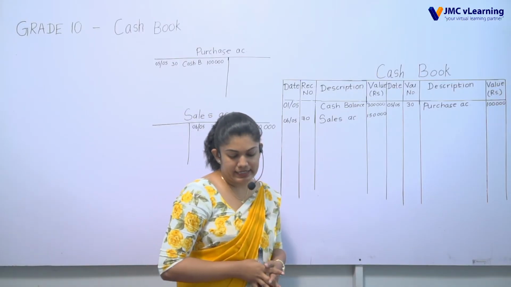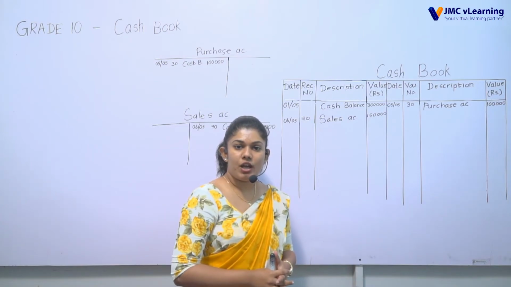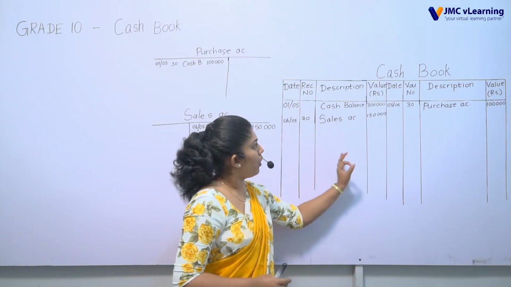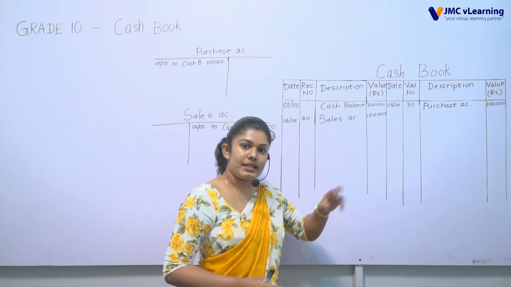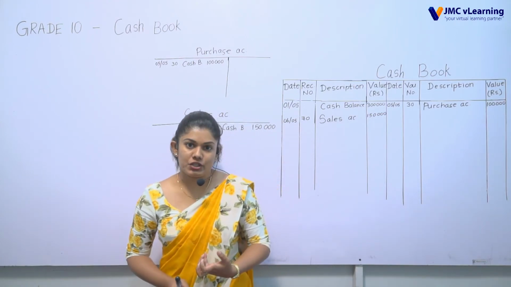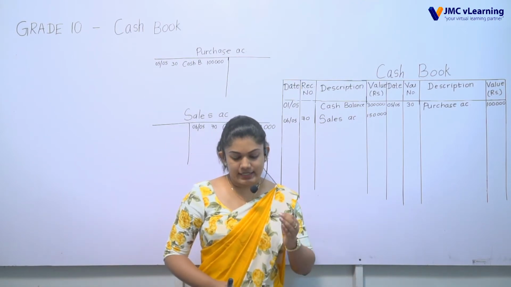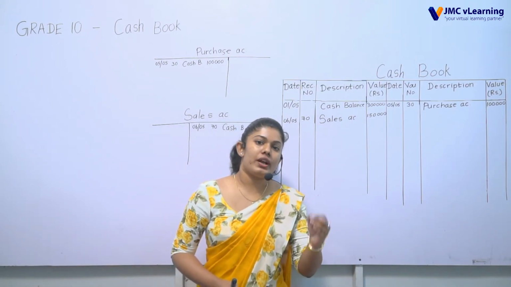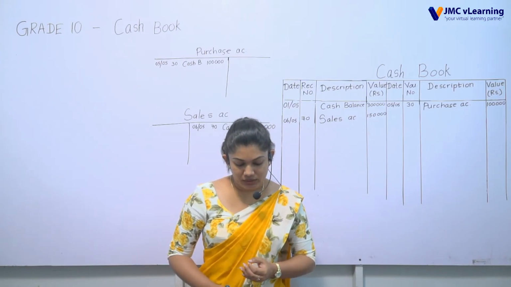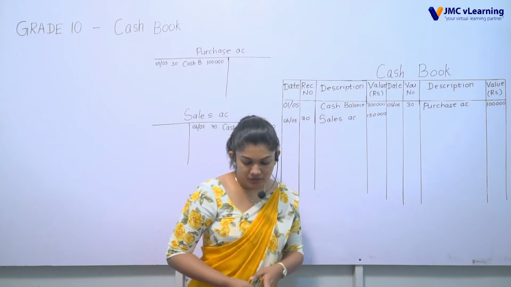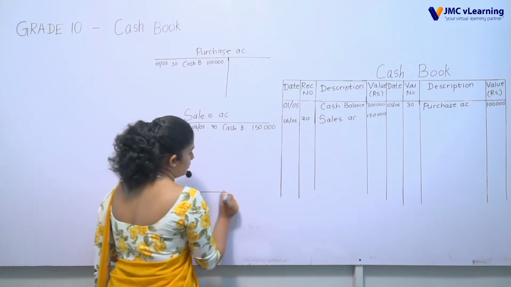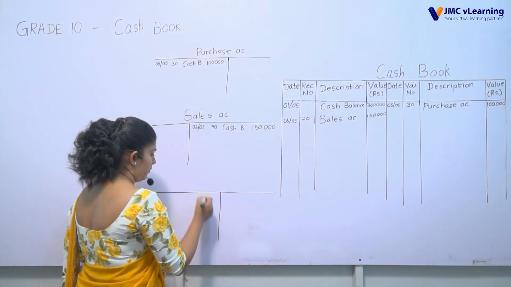So, credit sales. There is no cash basis. Therefore, you don't have to record it in the cash book. But anyway, you have to post a double entry for this particular transaction. Therefore, as it is a credit sale, as a result of credit sales, we get debtors. The date is 7th. Amount is 200,000. We have to open up a separate account for debtors.